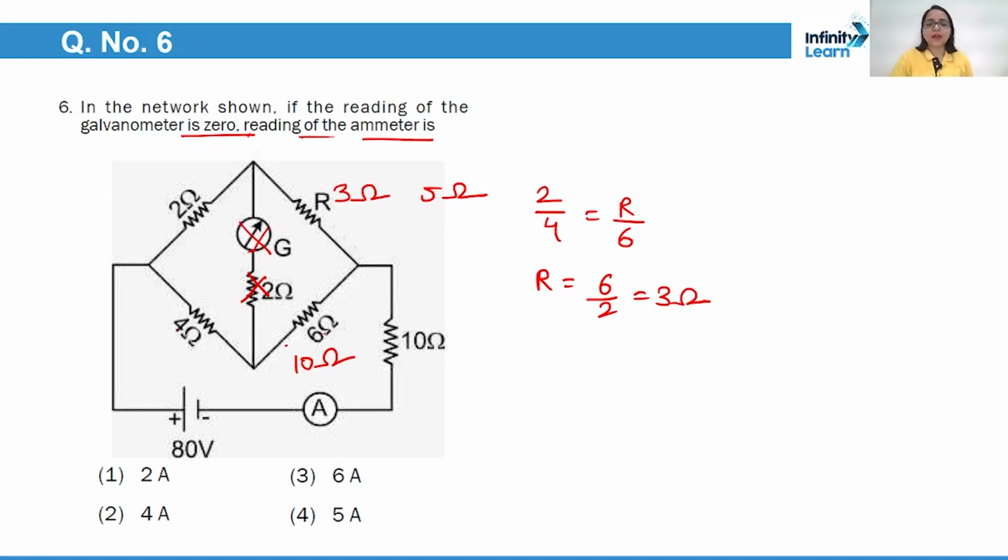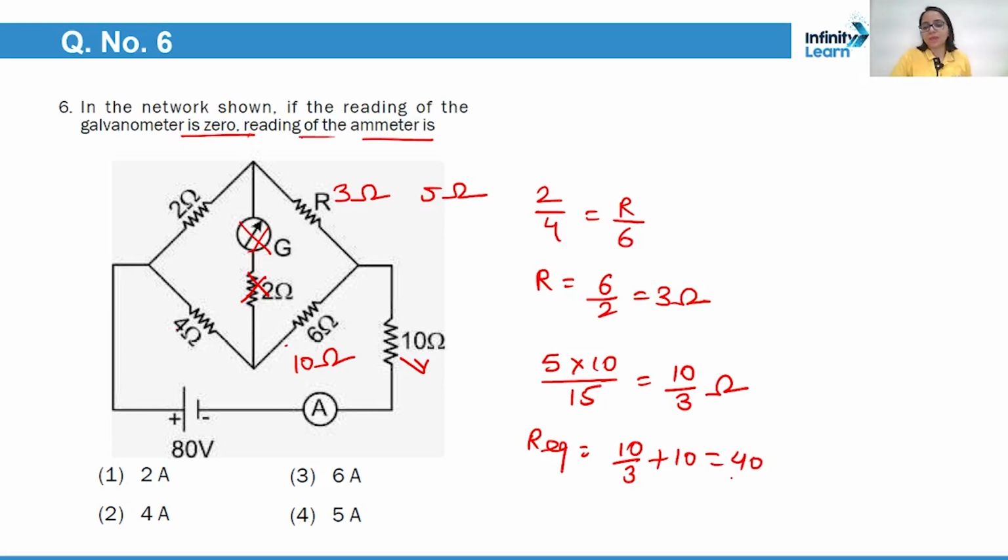Now 5 and 10 are in parallel. So equivalent of 5 and 10 will be R1R2 divided by R1 plus R2, that is 10 by 3 ohm. Now this 10 by 3 ohm is in series with 10 ohm. So R equivalent will be 10 by 3 plus 10, that is 40 upon 3 ohm, and current is V upon R, that is 80 upon 40 by 3, that is equals to 6 ampere. So correct answer is option 3.